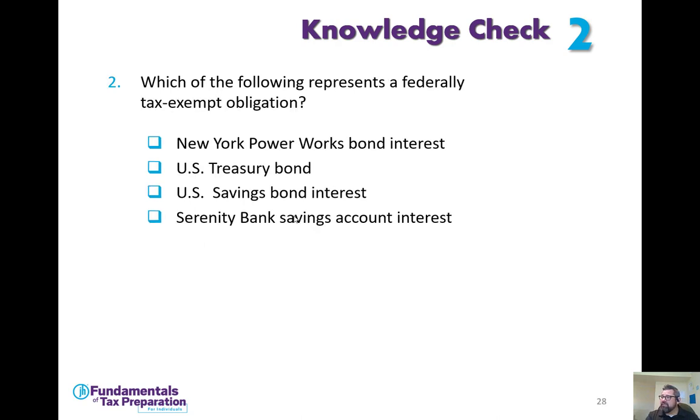Which of the following represents federal tax exempt obligation? Okay, so we're looking for, like I just said, if it's state level, it's not taxable to federal. If it's federal, it's not taxable to state level. So we're looking at federal tax exempt. Anything issued at the state level or below is tax exempt. So that would make the first one, New York Power Works bond interest, tax exempt. All right.